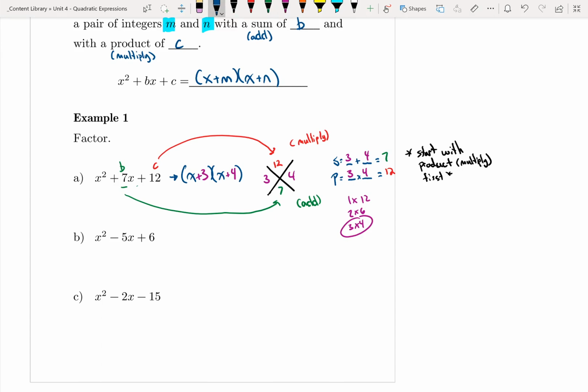Let's try the same thing for this next one. So we know we're going to have two brackets. We know x is going to be first. Now we just need to find our two numbers.